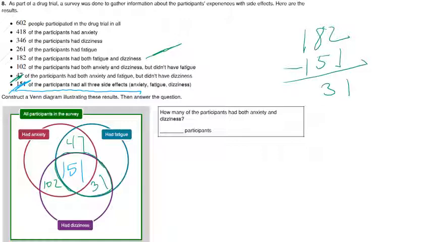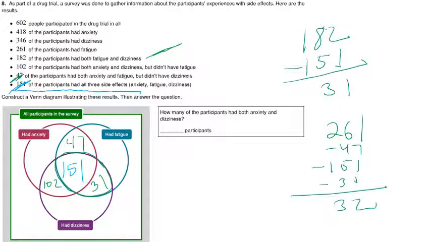261 people had fatigue. Well, if you have fatigue, you're in the fatigue circle. Every single region's filled out but one, so we can break this number up. 47, 151, 31. We back out all of these numbers and we get 32. So 32 had fatigue only. So we worked with that number.